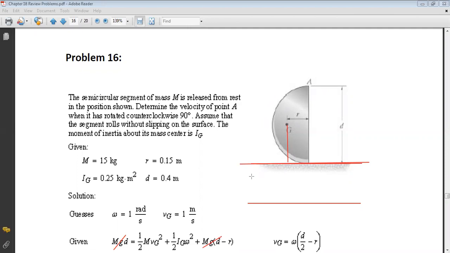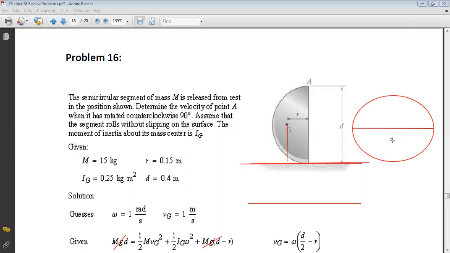But Professor, I didn't understand the equation on the right, VG equals omega times d over 2 minus r. Look, where you have rolling without slipping, yes or no? Yes. So where is your IC? On the ground, at position 2. At position 2, this is your disk, the semi-disk, this part. And where is G? G is here.